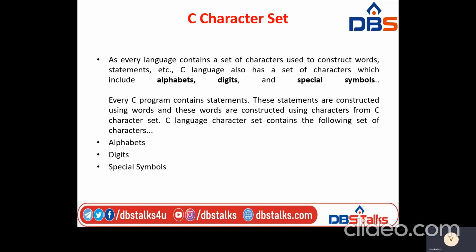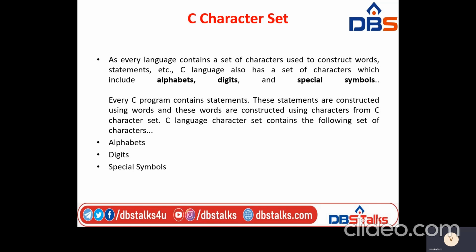As every language contains a set of characters used to construct words or statements, C language also, just like the other languages, has a set of characters which includes alphabets, digits, and special symbols. Every C program contains statements. If you take one C program, definitely it has some statements. These statements are constructed using words. Again, these words are constructed using characters. If you take one word, DBSIT, how do we get the word DBSIT? It is from the characters. That is, D is one character, B is one character, S is one character, like this.